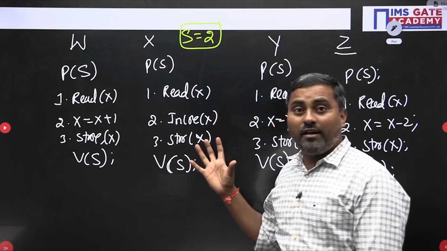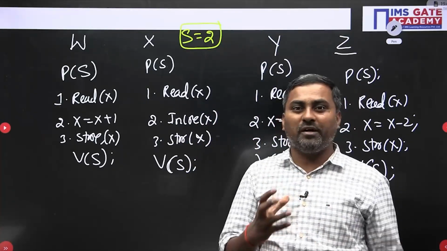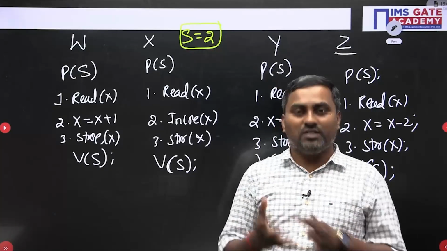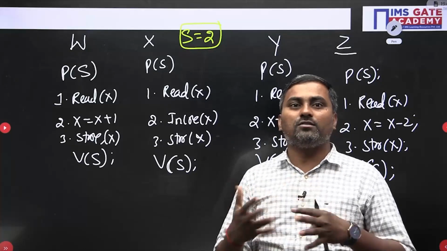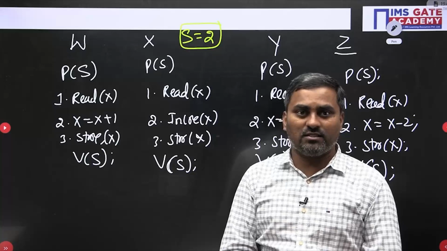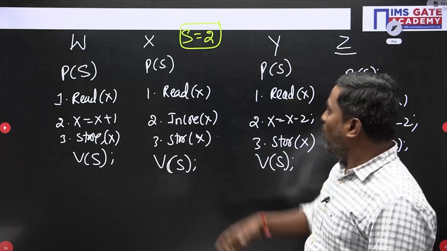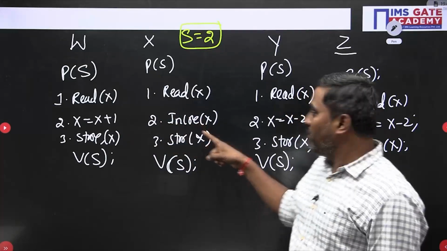So when you are allowing more than 1 process into the critical section, there is a possibility of getting multiple values for this shared variable X. You are not getting a unique value. That is the reason they are asking what the maximum value of X is. The operations are reading X, incrementing, and these 2 are decrements.